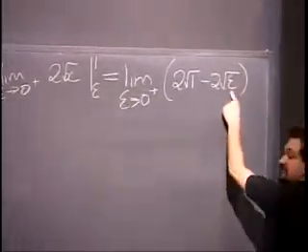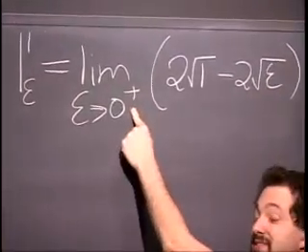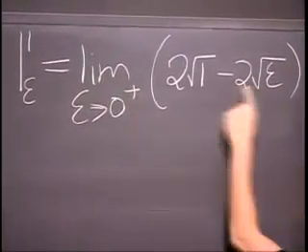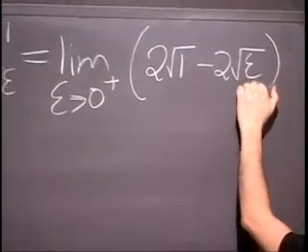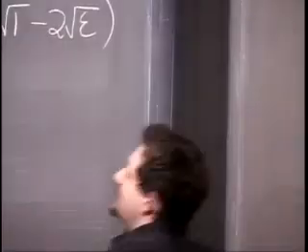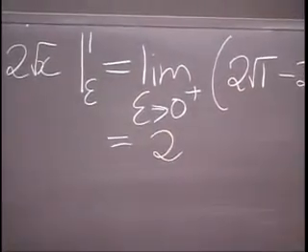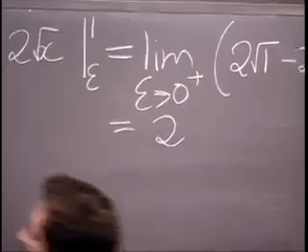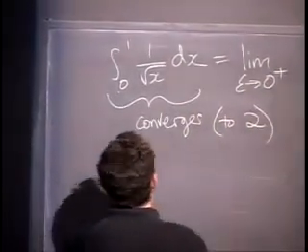As epsilon goes to 0, the square root of epsilon goes to 0. Actually, it's lucky we're going to 0 from above so that we're not taking the square root of a negative number. So this is indeed 0 in the limit, and the answer is just 2. Well, that means this converges. Not only does it converge, it actually converges to 2.